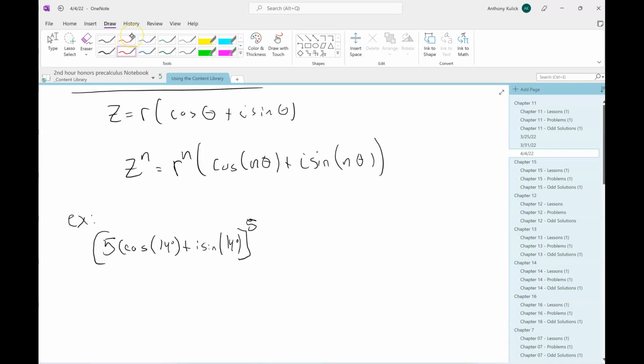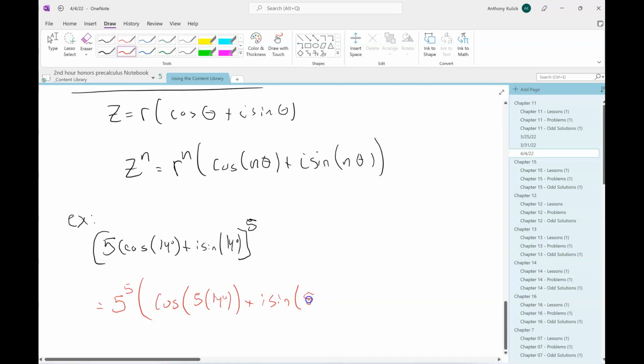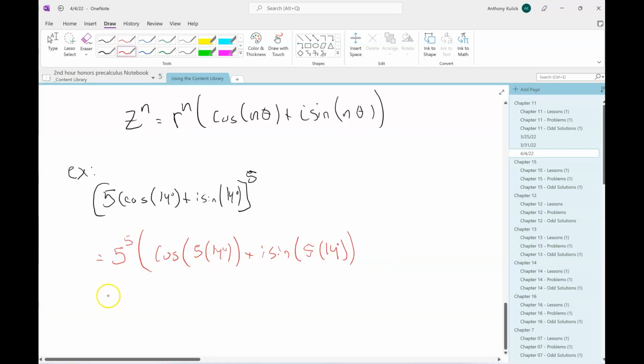Okay, so let's do this one. We have 5 times cosine 14 degrees plus i sine 14 degrees, all to the 5th. What do I get? Use De Moivre's theorem. Five to the 5th times cosine of 5 times 14 plus i sine 5 times 14. Now we can simplify this down.